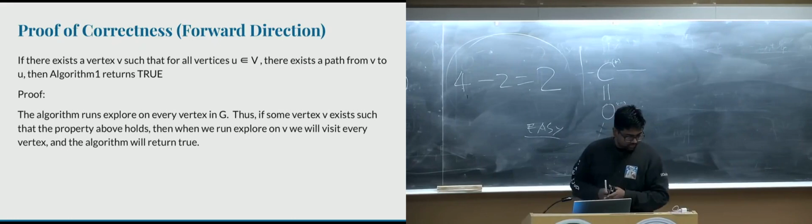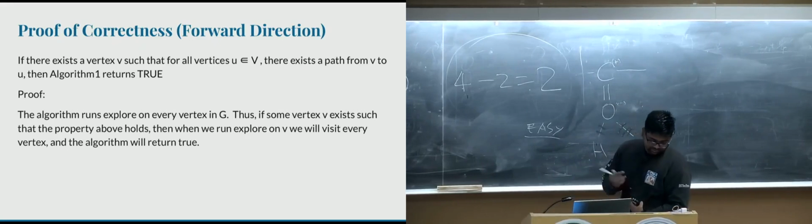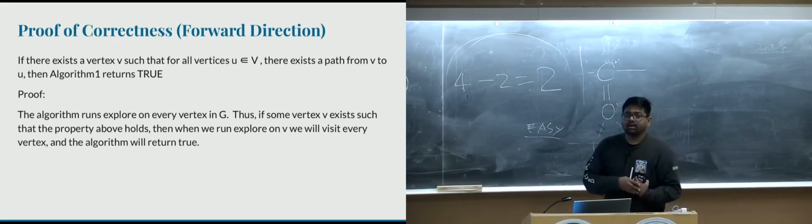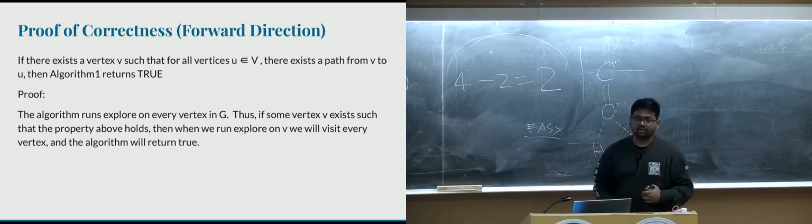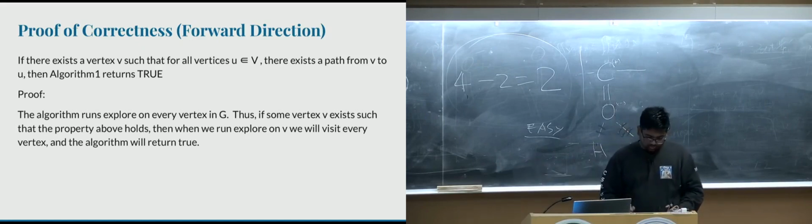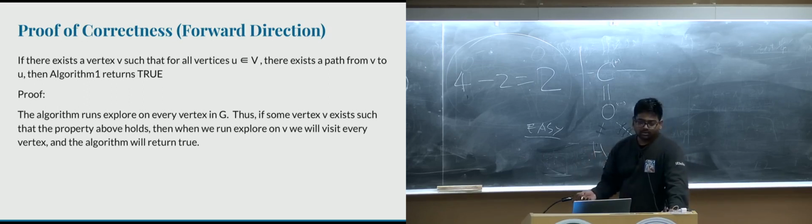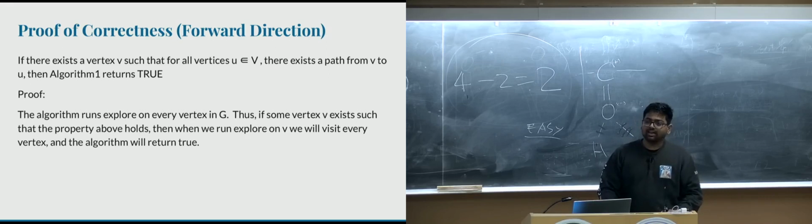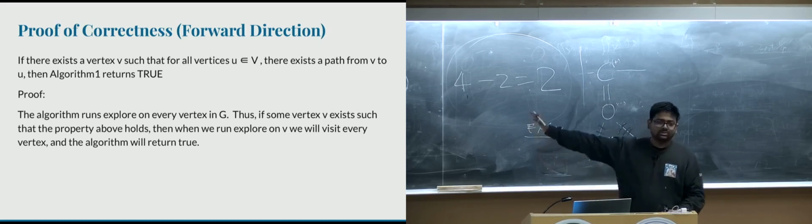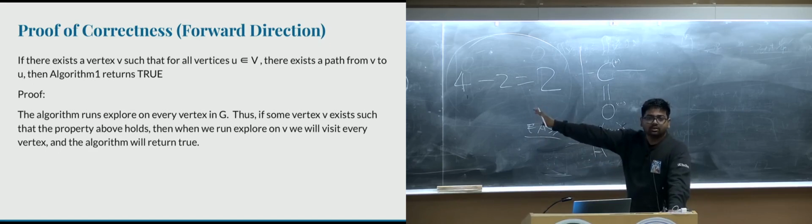So the forward direction is basically if there is a vertex V that can reach all the other vertices, then we simply return true. The proof is pretty straightforward since we are running explore on every vertex. It is an exhaustive algorithm, right? We are looking out for everything in there. So if we are able to reach every vertex from a particular vertex, then we should simply return true. So this proof is pretty straightforward for the forward direction. Does it make sense?